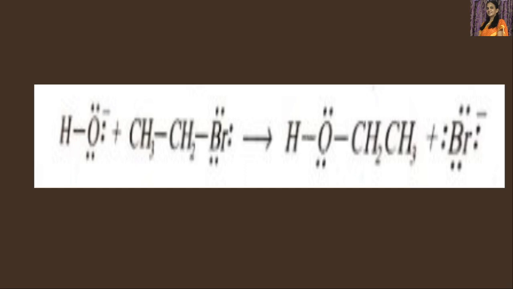So, alkaline hydrolysis of ethyl bromide, here we studied. In presence of a strong base like NaOH or KOH, this ethyl bromide undergoes hydrolysis to form ethyl alcohol. So, this is the best example for nucleophilic substitution reaction.